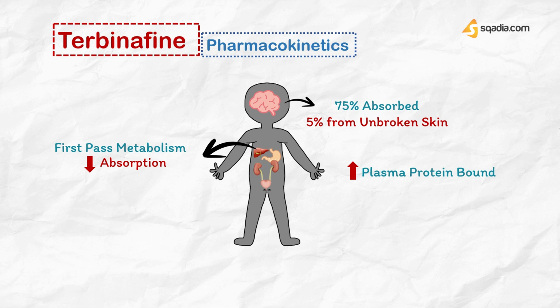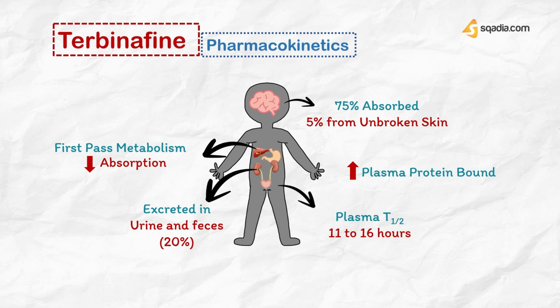Inactivation occurs by metabolism, and it is excreted mainly in urine, but about 20% in feces as well. Elimination half-life after single dose is 11 to 16 hours, but is prolonged to 10 days after repeated dosing. Oral terbinafine is usually well tolerated.